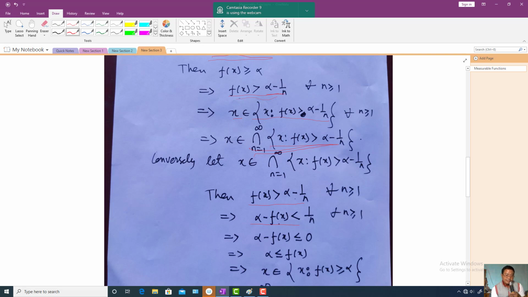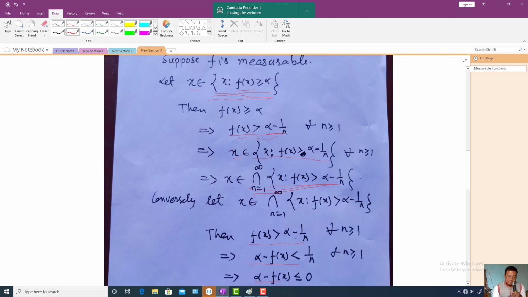this number should be either less than 0 or equal to 0. This is less than 1 upon n for every n greater than or equal to 1. Therefore this should be either 0 or less than 0. That means alpha is less than or equal to f of x.